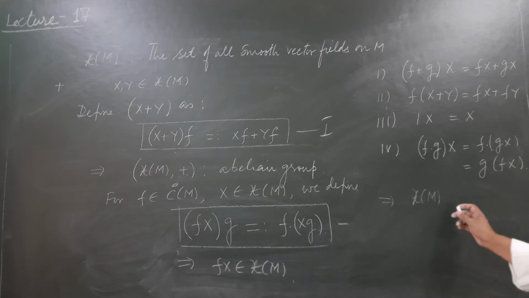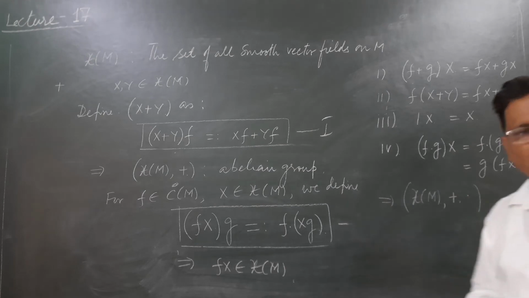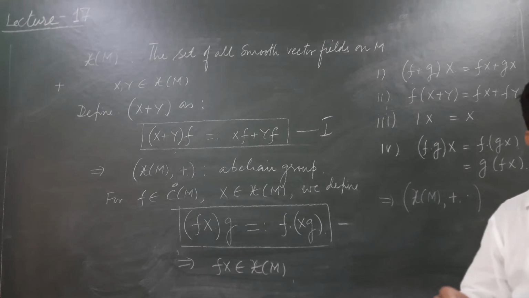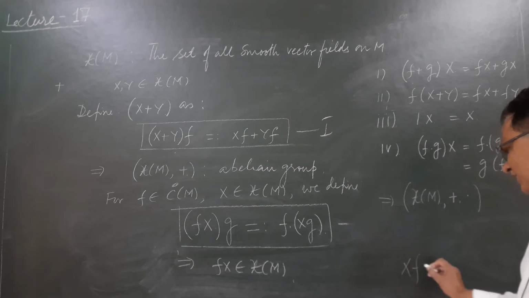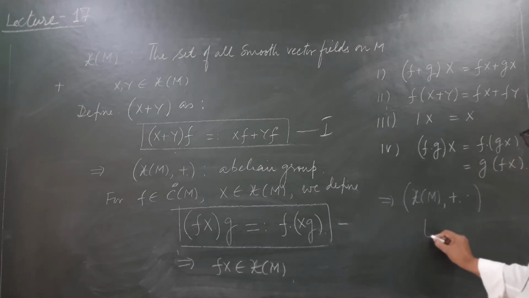So chi M with respect to this addition and scalar multiplication is a left module. अच्छा, लेफ्ट भी इम्पोर्टेंट है. Yes. सर लेफ्ट ही बात कर रहा है इसमें फंक्शन जो है। अगर राइट में फंक्शन रखेंगे x के साथ, राइट में फंक्शन रख देंगे तो अब ये वेक्टर फील्ड नहीं रहा, फंक्शन हो जाएगा. So you can multiply a vector field from the left. So this is a left module.